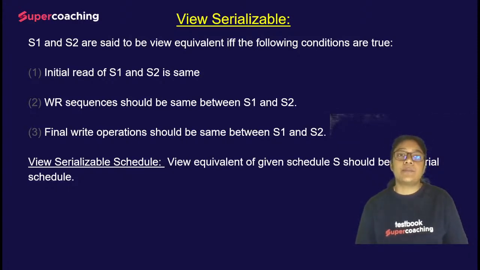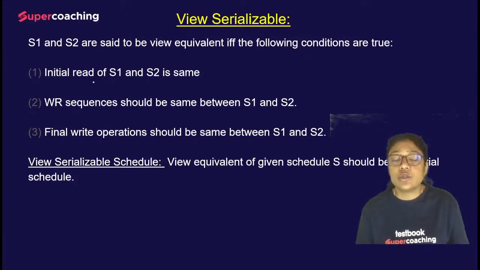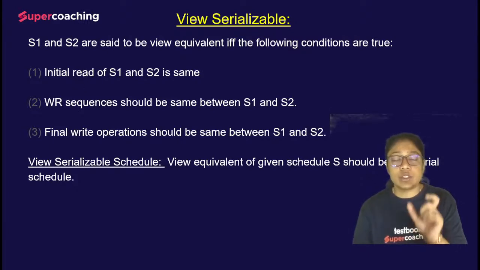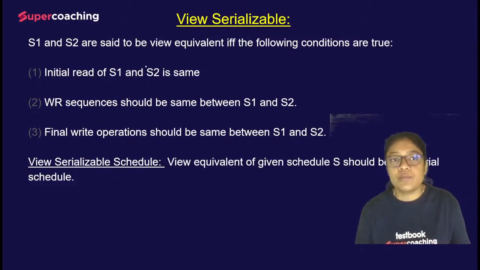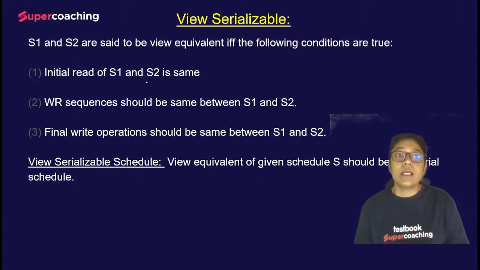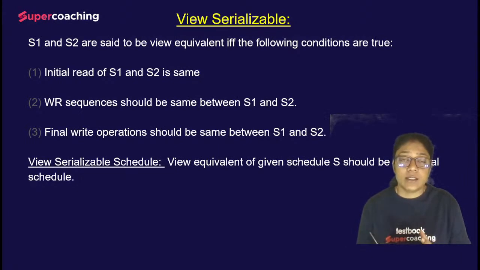In view serializable, व्यू सीरियलाइजेबल में हमें तीन कंडीशंस चेक करनी है. So let's talk about the conditions. First of all, we need to check which transaction, which schedule is performing the initial read. जो भी transaction पहले initial read perform करे, in the serial order also it should perform the same sequence. Similarly, जिसने भी final write किया है, whatever transaction has performed the final write operations, वही transaction second schedule में भी final write operations perform करेगी.